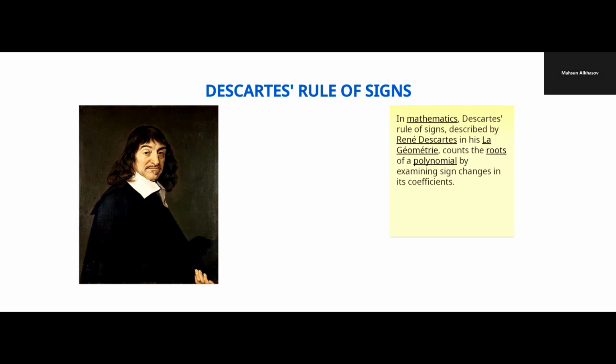Today we're going to discuss a fundamental concept in algebra called Descartes' rule of signs. This rule is a handy method to determine the possible number of positive and negative real roots of a polynomial equation. We'll explain this rule, walk through its logic, and give some examples to make it more clear for you. By the end of this video, you will be more confident in applying this rule to any polynomial you meet. Let's dive in.